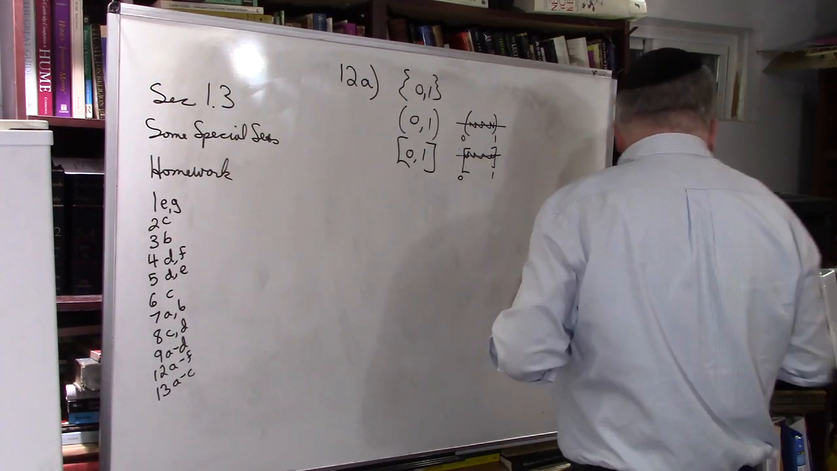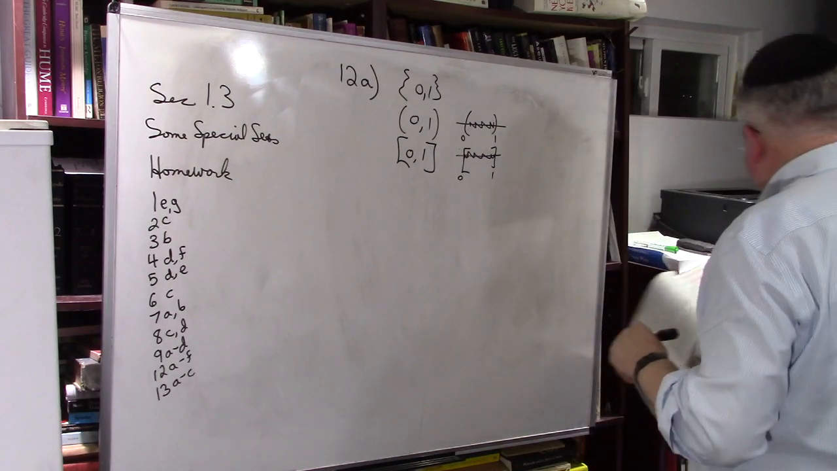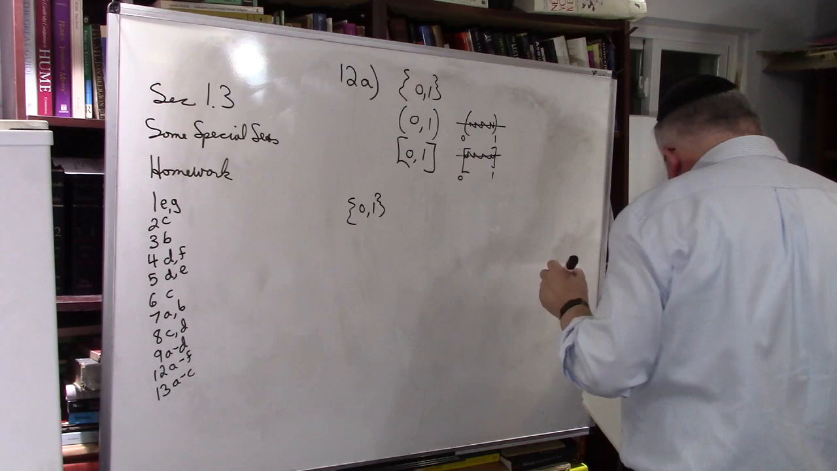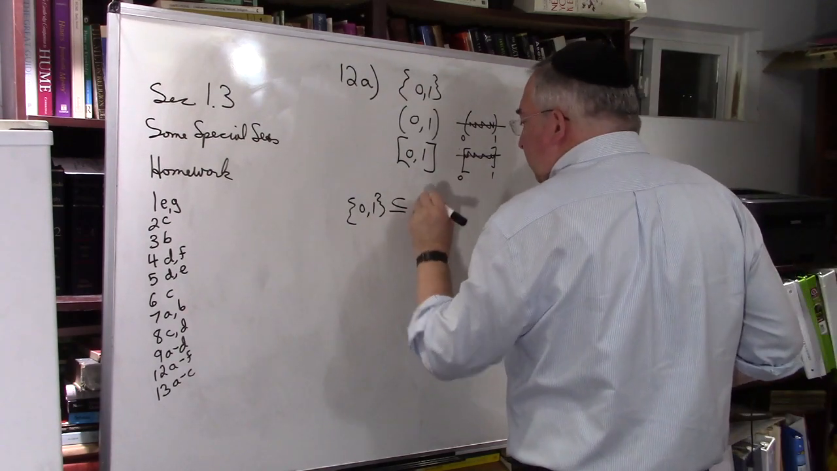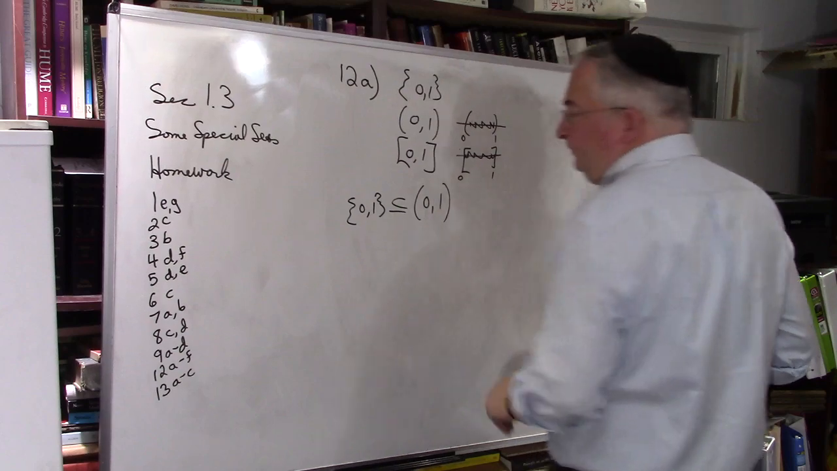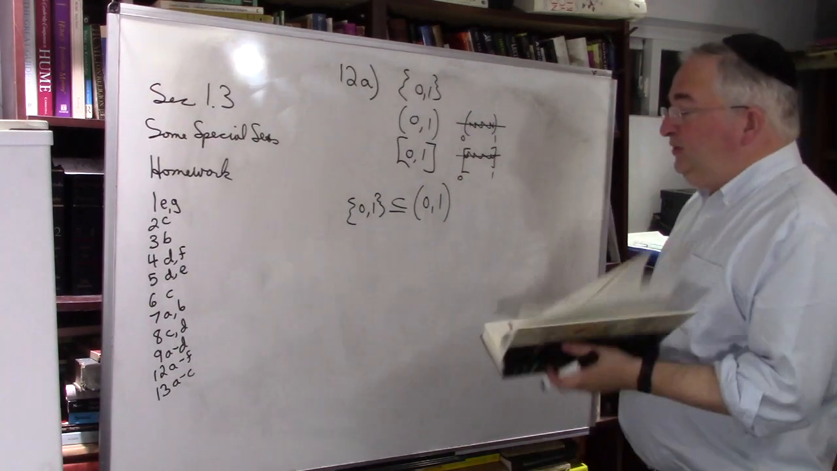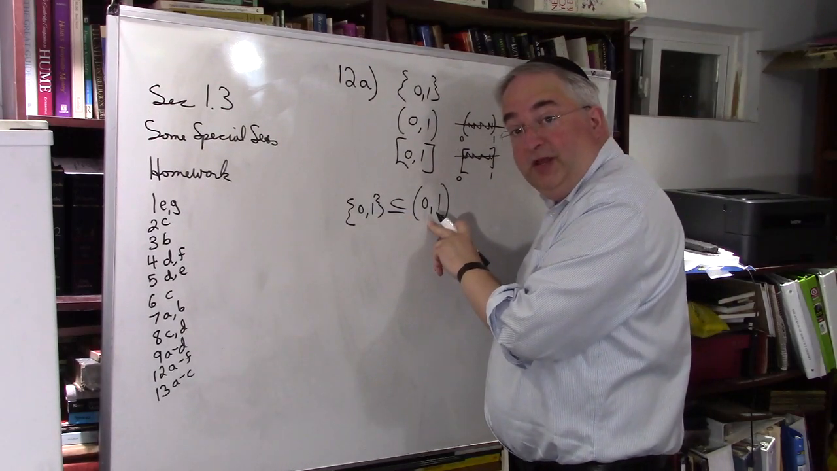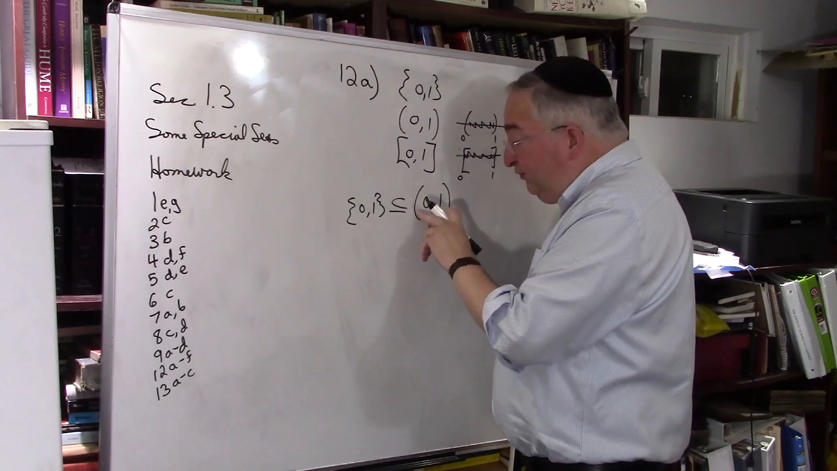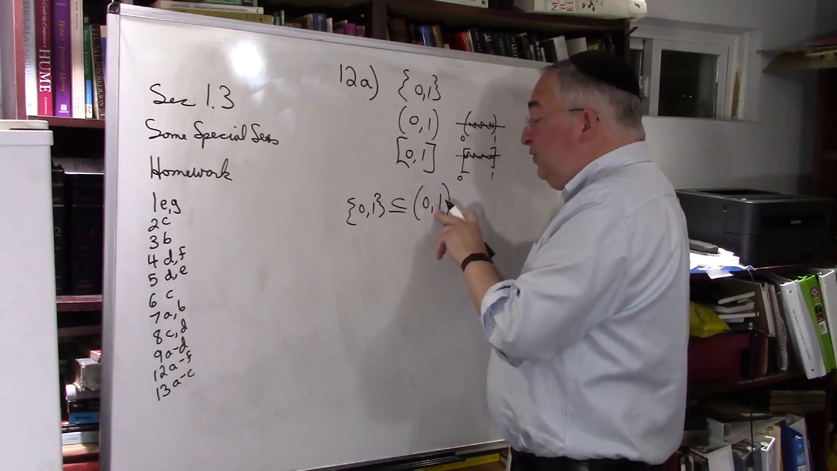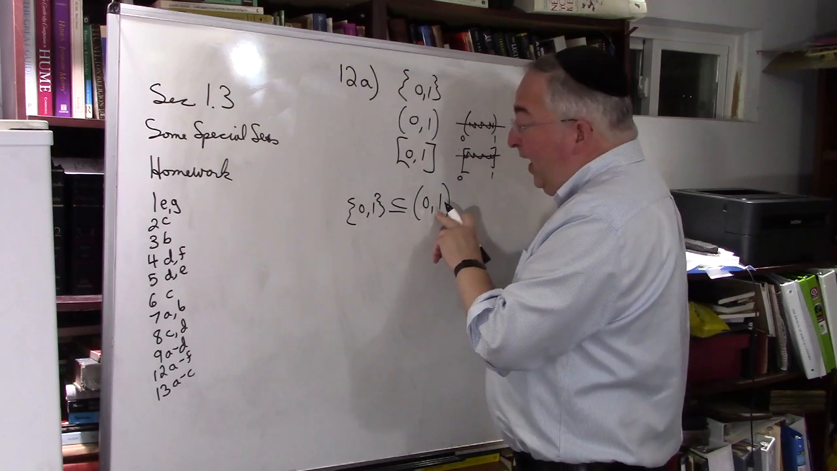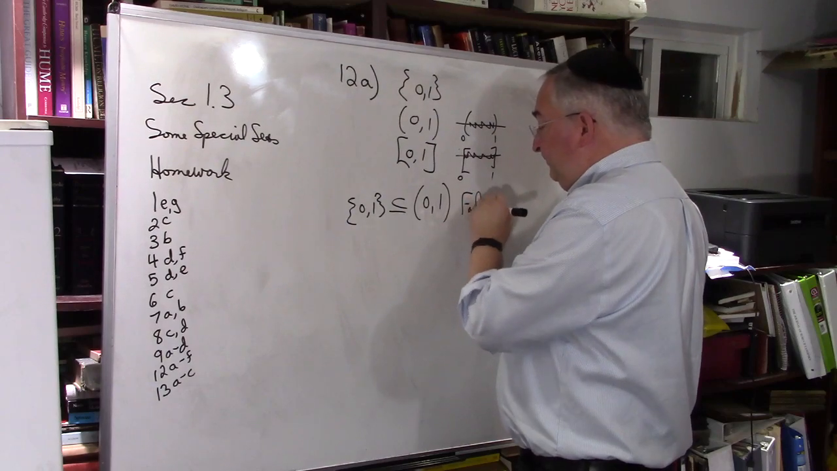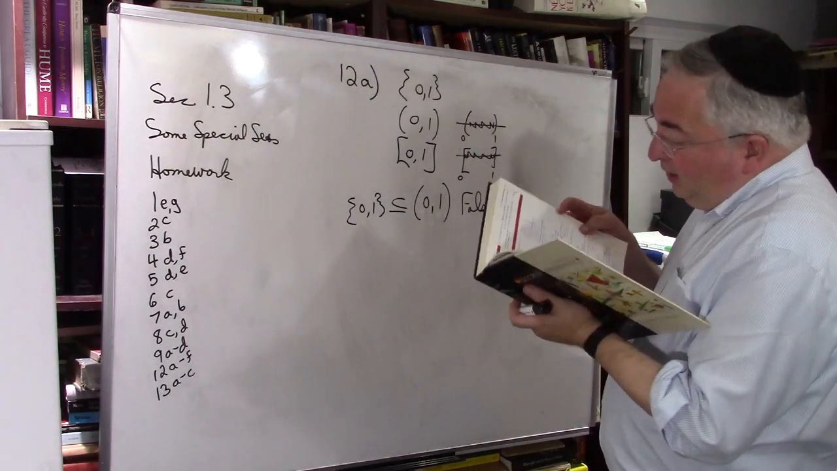Now we have to answer questions. Number 12. Question: is (0, 1) a subset of {0, 1}? The answer is, let's go through this. This set contains 2 elements. This set contains an infinite number of elements. This is all the numbers from 0, not including 0, till 1, not including 1. Anyways, {0, 1} has 0 and 1, so this is not true. So we write false. That's 12a.